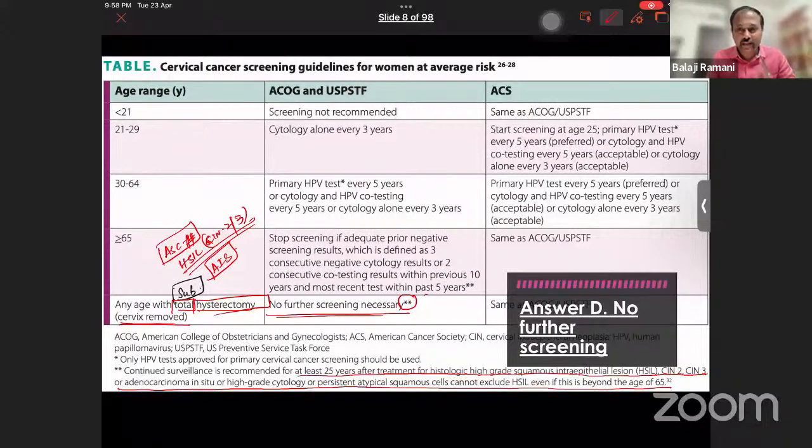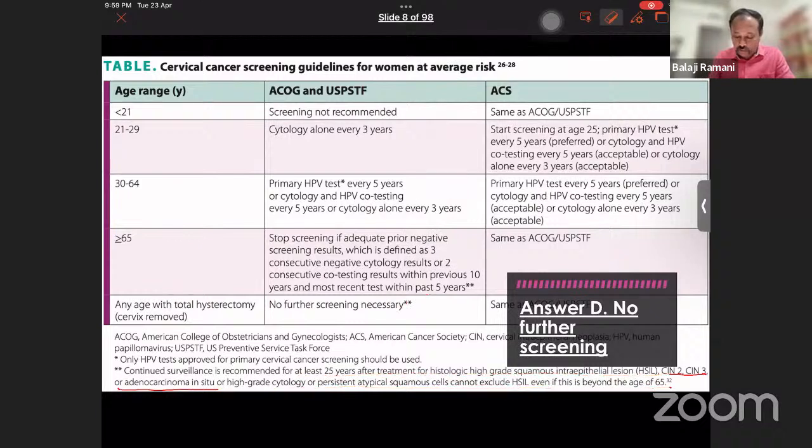Second thing, at any age, whenever you have a hysterectomy which is completed for a benign cause, meaning no ASCUS, no ASC-H, no HSIL, no CIN2, no CIN3, no adenocarcinoma in situ, nothing like this, again, no further screening is necessary. This is the current screening recommendation across the world, and that is the recommendation that will be followed, and that may be adapted. So any of this may be asked.